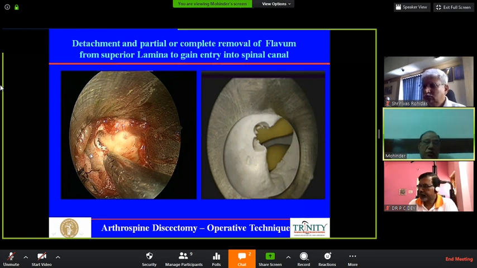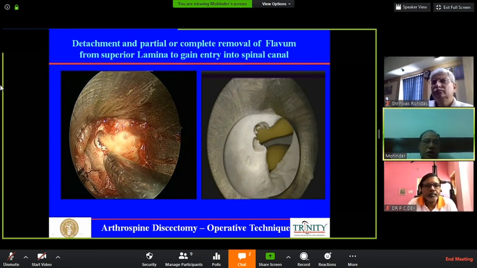So once you have a good endoscopic view, you should be able to see the superior lamina. You should be able to see the flavum right in the center, and you should be able to see the facet at 6 o'clock position and midline at 12 o'clock position, right? Once you are able to see this picture, then you can comfortably proceed with the bone work, taking a few bites of the superior lamina.